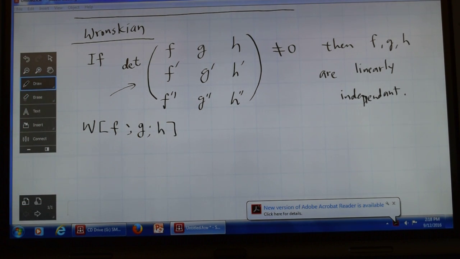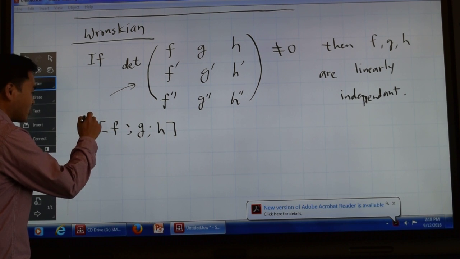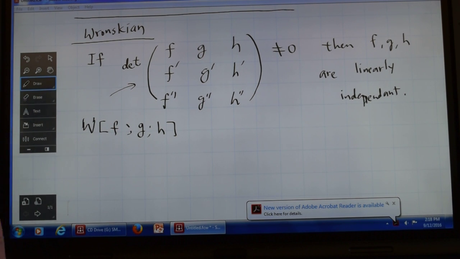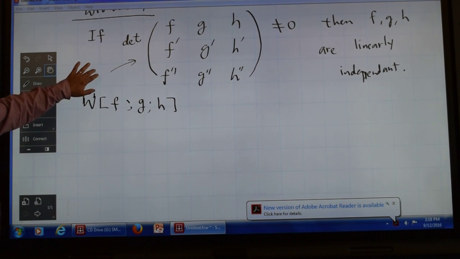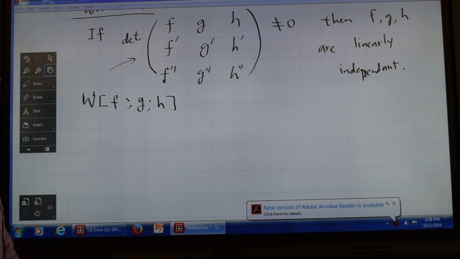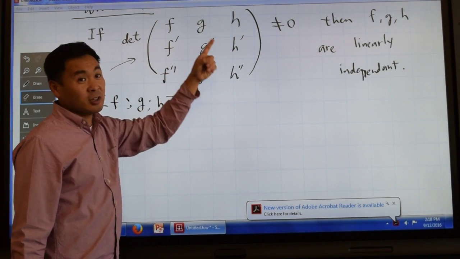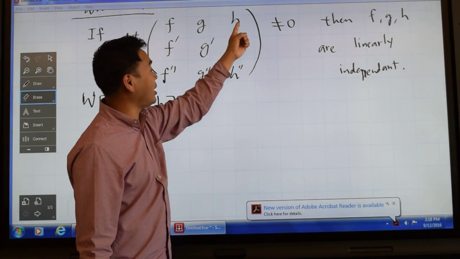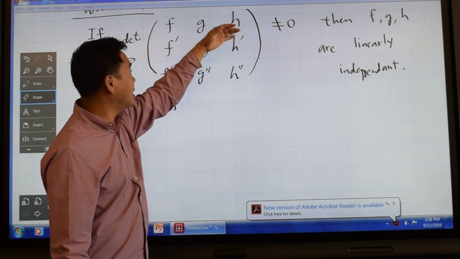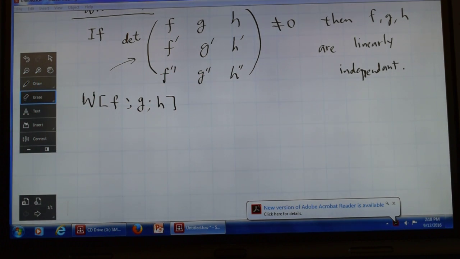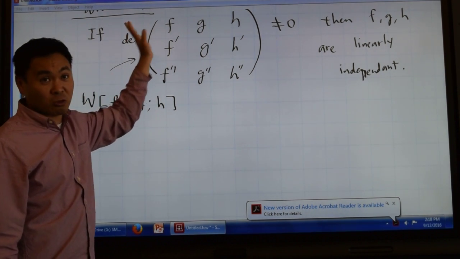That's how people write it. W for the Wronskian, and they list the functions, sometimes with commas or semicolons. That's how you use the Wronskian. For two functions, you just take this 2 by 2. If you have 4 functions, you have to do f, g, h, and another function i, and then you have to differentiate 3 times to get a square matrix. So you can take the Wronskian of however many functions you have. You just have to differentiate enough times so that you get a square matrix.